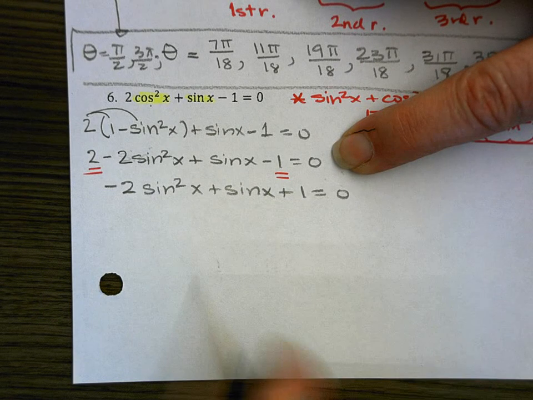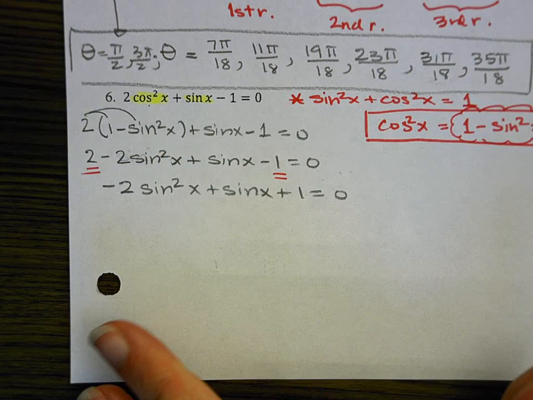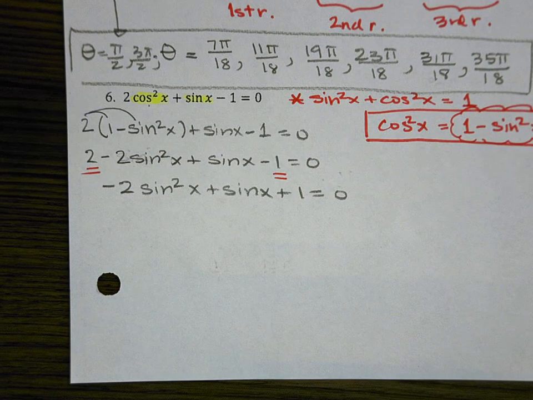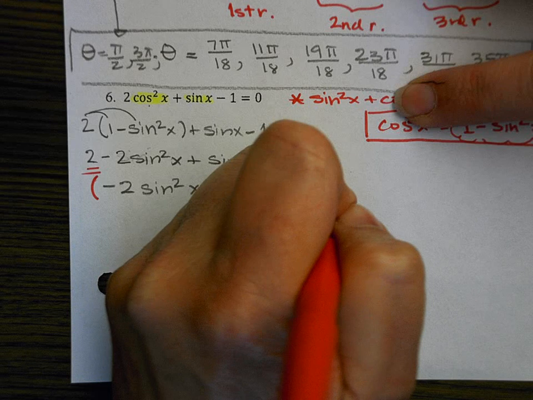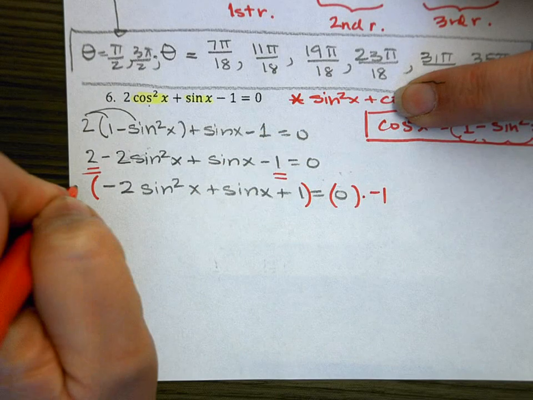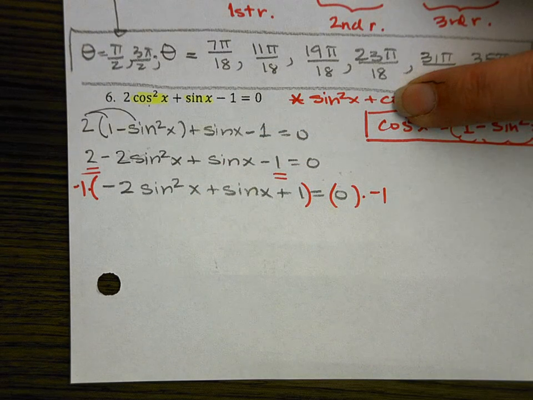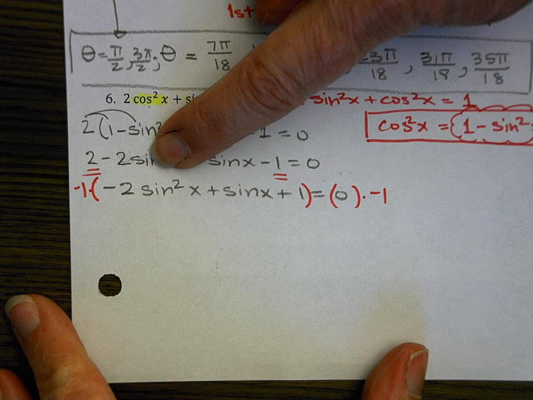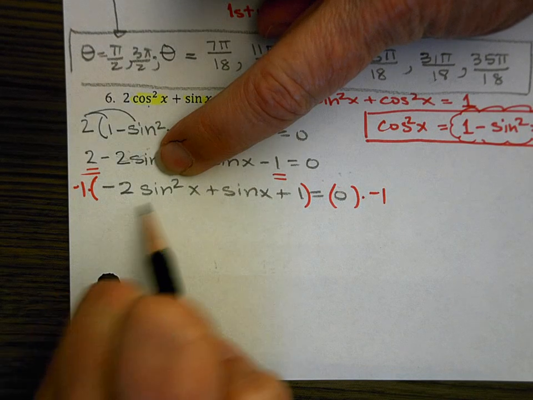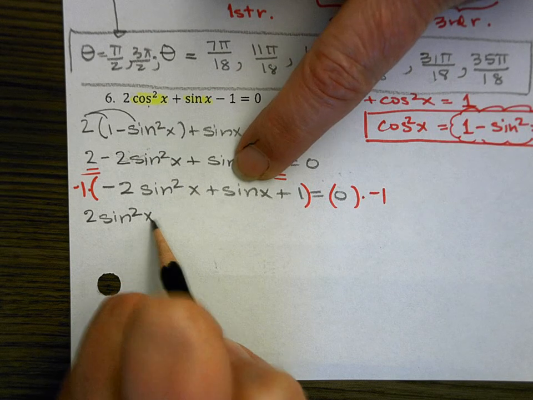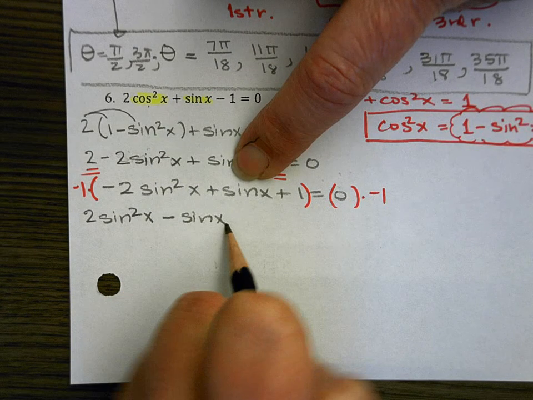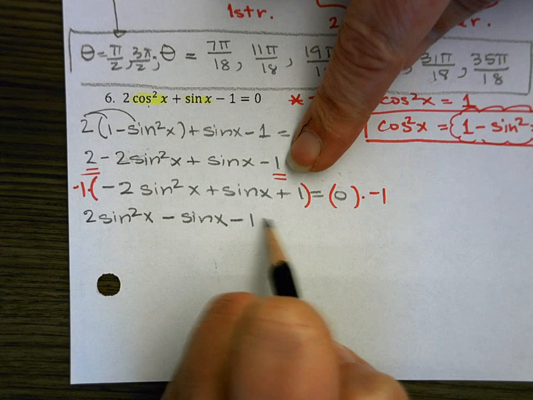I am not a big fan of trying to factor when I have a negative leading coefficient. Totally doable, and I know some of you do that. But I'm just going to multiply both sides of the equation by negative 1 so that my leading coefficient becomes positive. So that will turn this into positive 2 sine squared x, negative sine x, and then positive 1 into negative 1, and 0 times negative 1 is still 0.